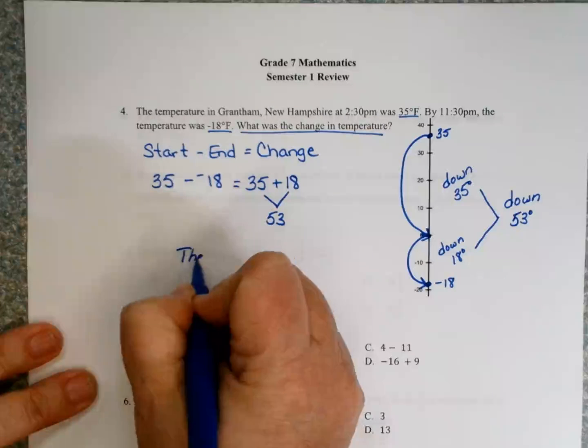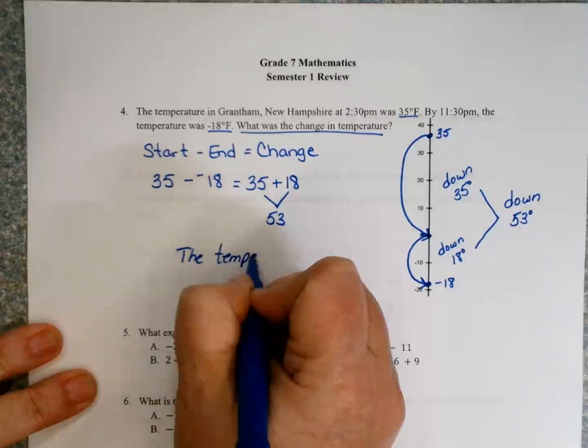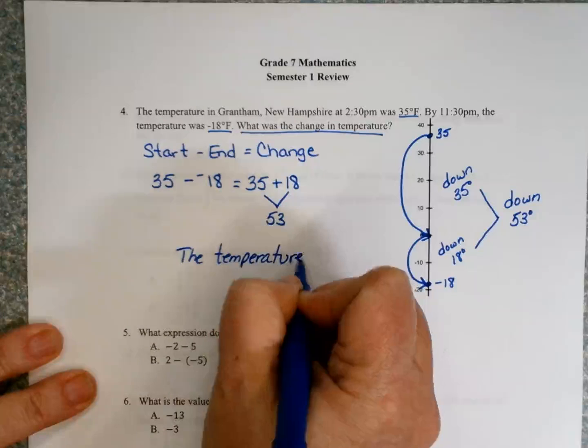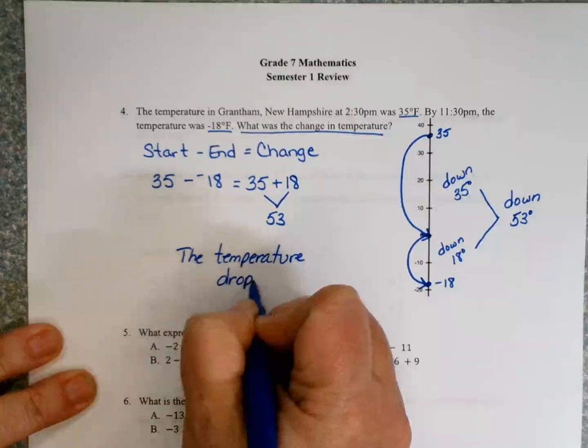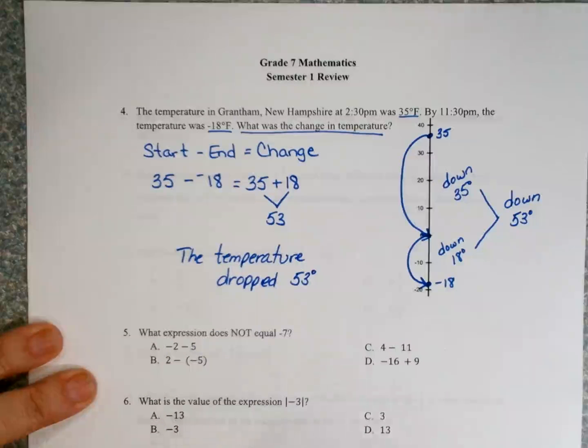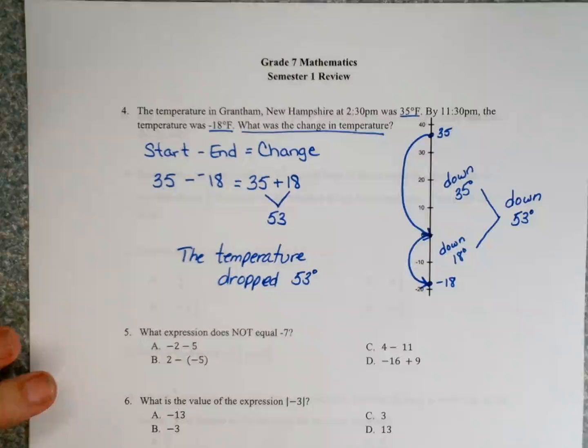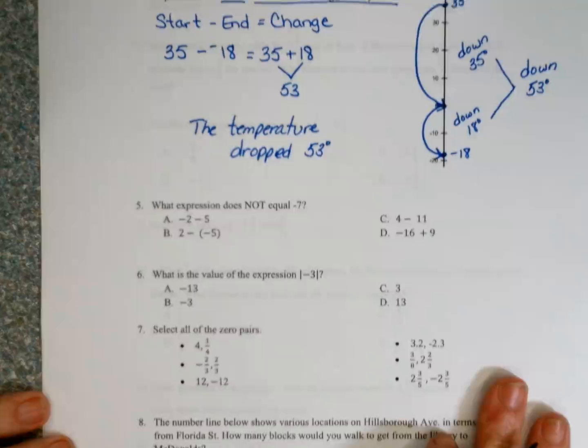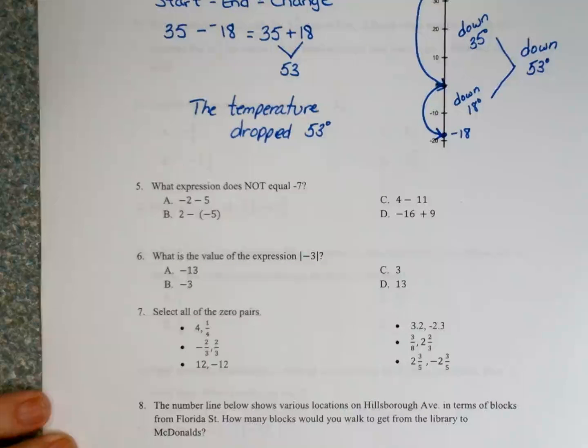The temperature dropped 53 degrees. Don't forget, degrees is your unit marker, just like inches or square units or anything like that would be on another one. If you forget that, I don't know what you're talking about. Are you talking 53 degrees? Are you talking about 53 elephants? Are you talking about 53 bananas? I don't know unless you tell me. Okay? So let's look at number 5.